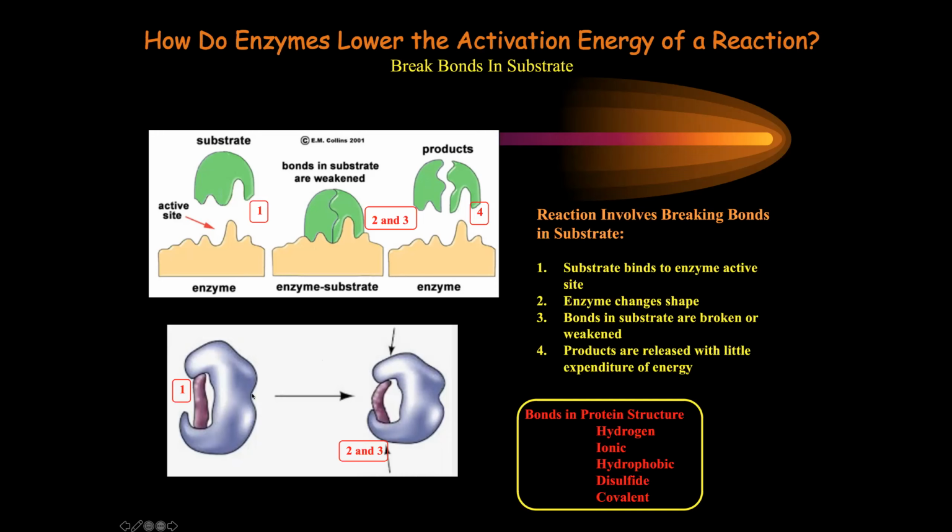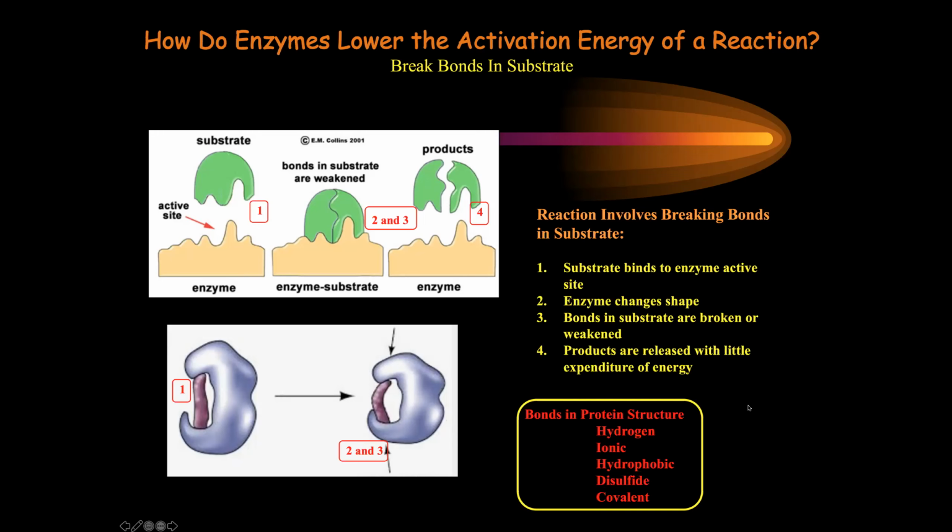And that's shown in a different way here at the bottom. The blue blob is an enzyme, purple is the substrate. When it enters, the enzyme changes shape and breaks bonds in the substrate. So the steps: first step, the substrate binds to an enzyme, that's step one here. The enzyme changes shape, you can see that best here in the lower diagram. The bonds in the substrate are broken or weakened, and then the products are released with little expenditure of energy.